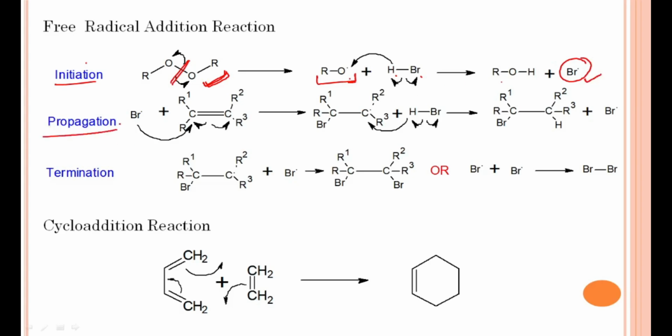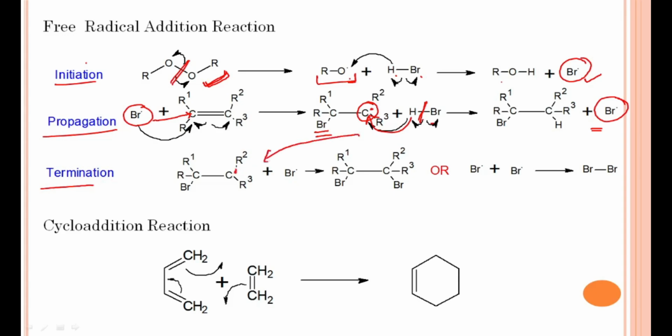Now the second stage is propagation. In propagation, what happens? This bromine free radical will attack the carbon atom. So this bromine is attached here and this carbon gets one unpaired electron in its outermost shell of orbital. So this is a free radical. This free radical is again attacked by HBr, so there will be homolytic cleavage. This hydrogen goes to this free radical and the bromine remains as a bromine free radical to attack the next molecule.